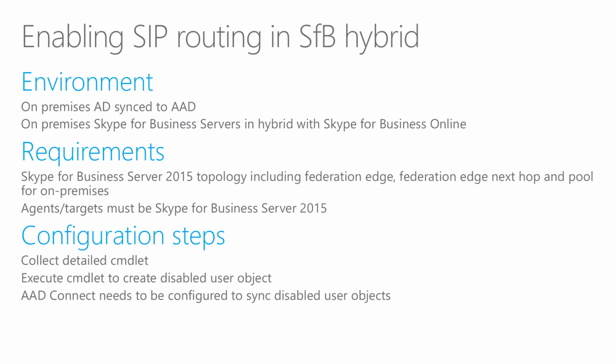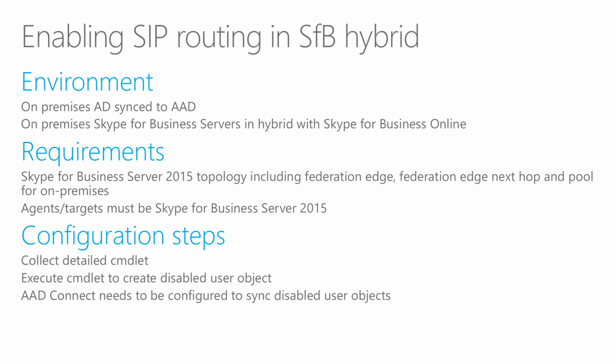So to enable SIP routing in Skype for Business Hybrid, your on-premises AD must be synced to Azure AD, and you should have an on-premises Skype for Business server configured for hybrid configuration with Skype for Business Online. You must have Skype for Business 2015. That includes a Federation Edge, a Federation Edge Next Pool, and a Next Hop, so your on-premises environment can talk to the cloud. Agents and targets must be on Skype for Business Server 2015.